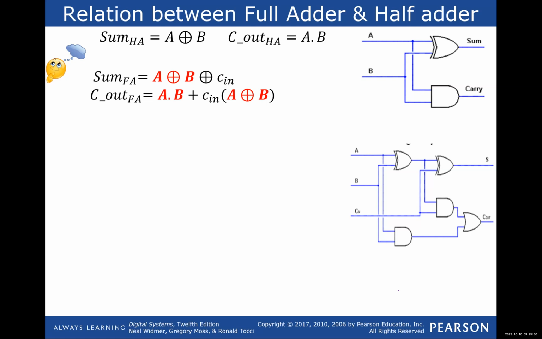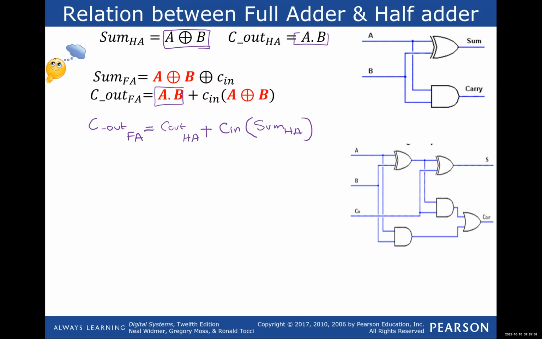Excellent, okay? So for example here, for the carry output, I can say that the carry output of the full adder is equal to, what is A and B? A and B is the carry output for the half adder, plus I have a carry input. Now, what is A XOR B? A XOR B is just the summation of the half adder. Right? Now I'm relating the full to the half.